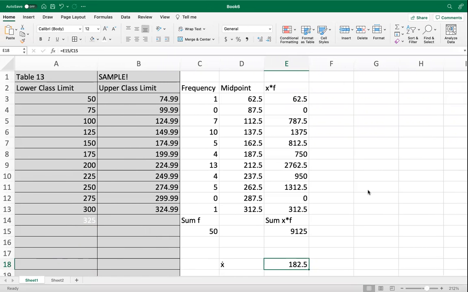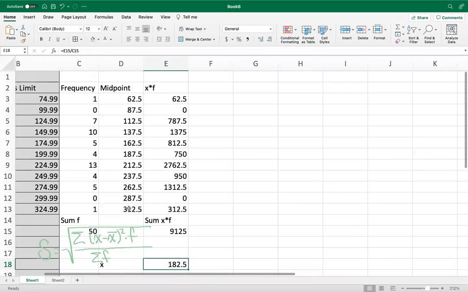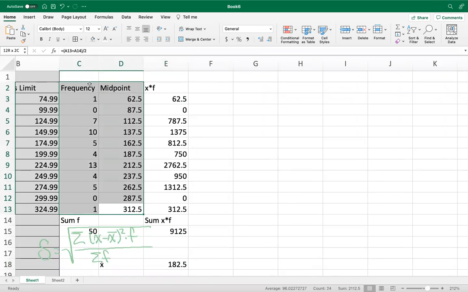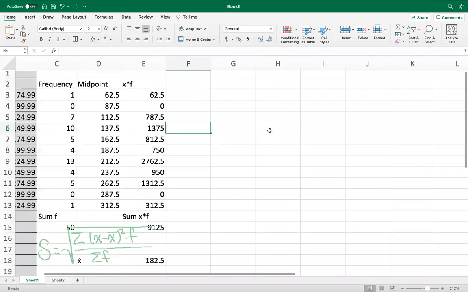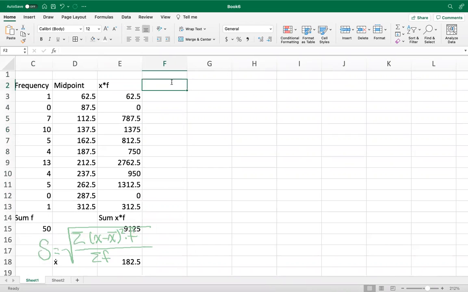All right, looking at this data, we could just continue on from here. We have the midpoints, which are our values of X. We have the frequency, which is our values of F. X bar is this value that we have right here underneath. So let's start with that. We have the deviations from the mean, so we're going to do that with the midpoint. And we have our deviations from the mean, X minus X bar.